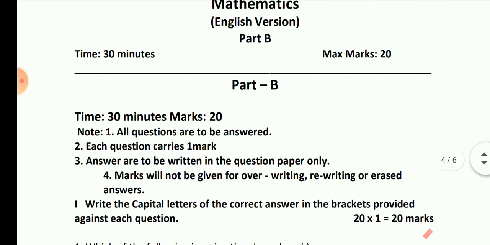In this examination pattern, if you have any difficulty scoring in any section, it is only part B. If you write correct answers you are going to get 20 marks. If you write any wrong answer, 1 mark will be deducted from your total. Be careful with this last section, part B.